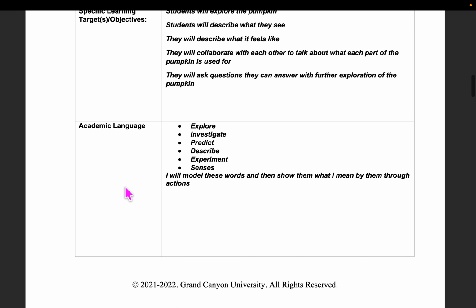And then your academic language are words they might not know the meaning of, but you're going to use that during the activity. So for example, explore, predict, describe. So those are words that you're going to want the children to use next time you're doing this kind of activity, but you're going to model it this time and show them exactly what it means.